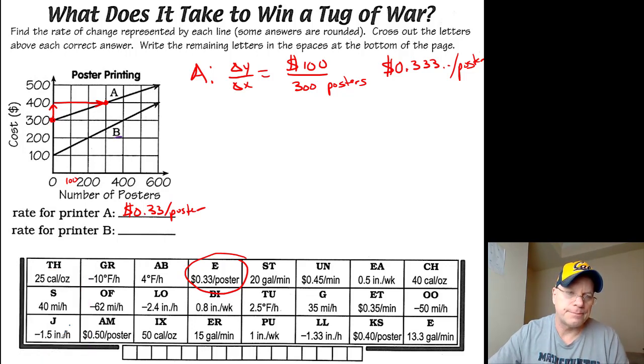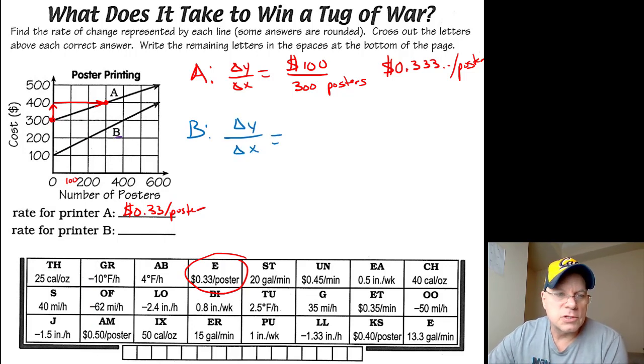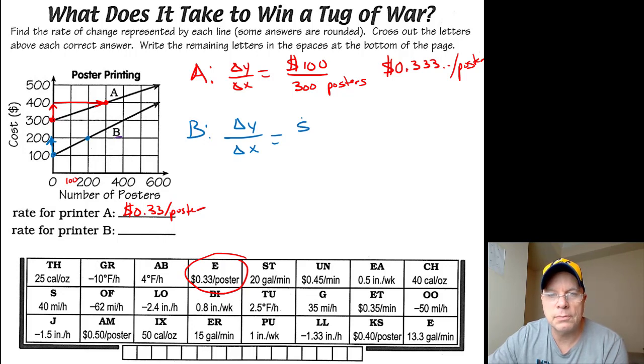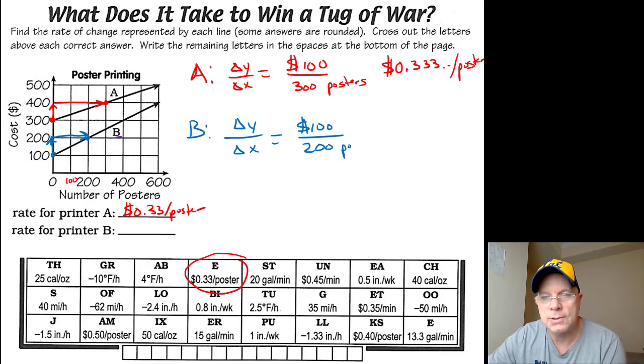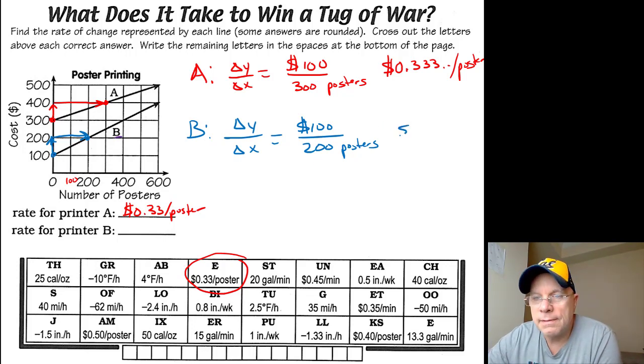Company B, the delta Y over delta X. Let's use this point and this point. Why not? I know what that point is. It's another increase of 100, so positive 100. But this time for a change of 200 posters, not 300. So it increases by $100 for every 200 posters. Well, 100 divided by 200 is just half, and so that company is 50 cents, or 50 hundredths dollars, per poster.